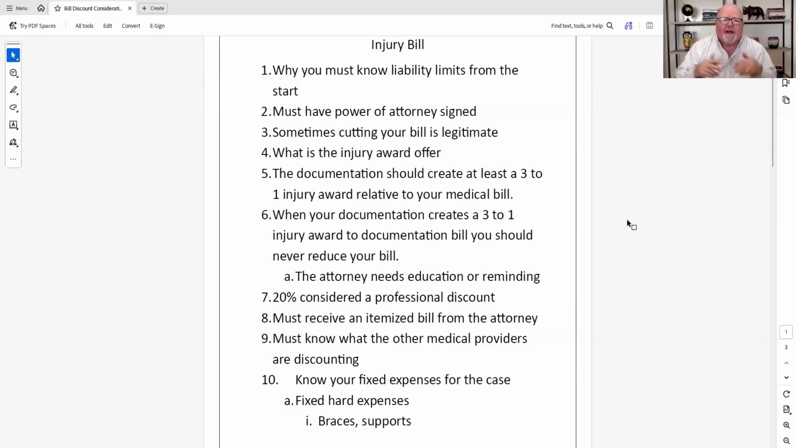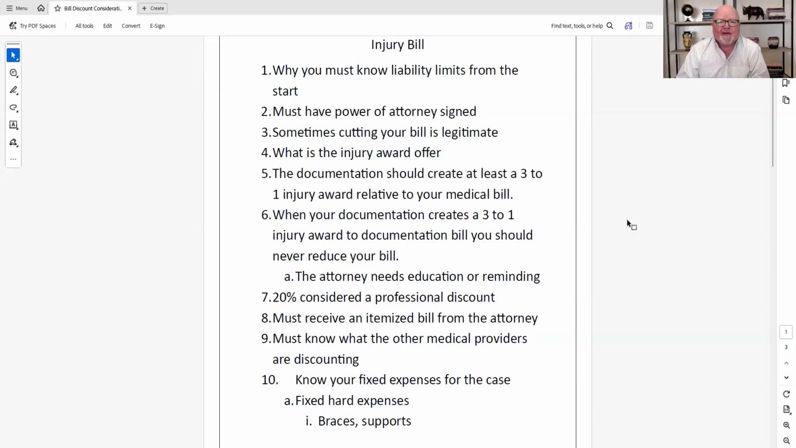I think it went from 12. I think these were the numbers, but the concept is legitimate. It went from $12,000 to $50,000. Well, that was definitely over Dr. Chris's medical bill, 3-to-1 medical bills. And the attorney still asked him for a reduction.